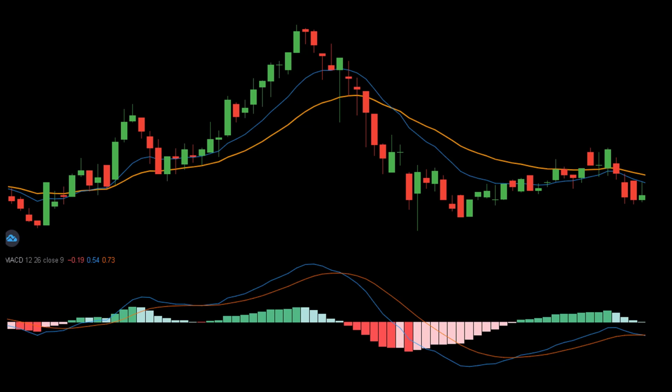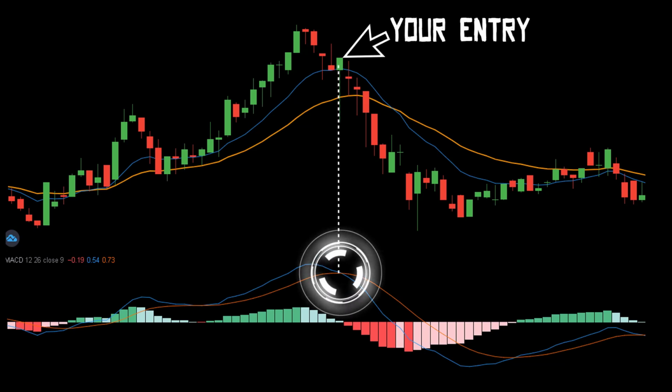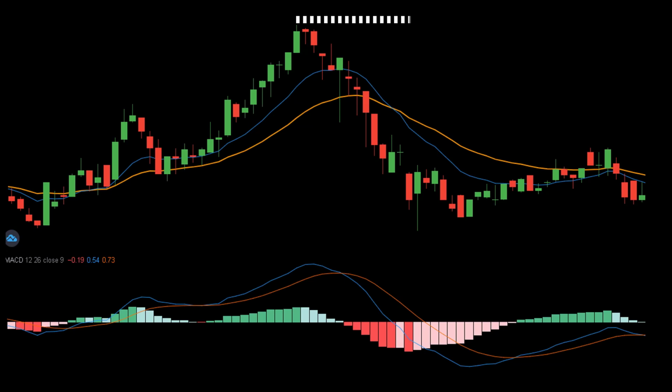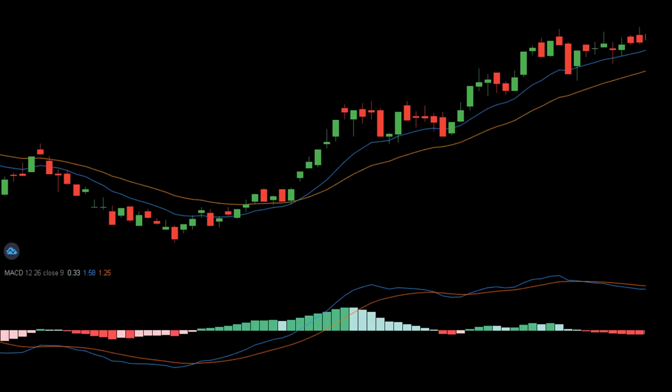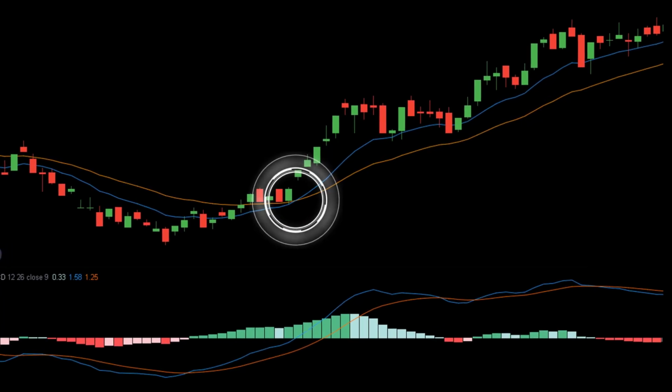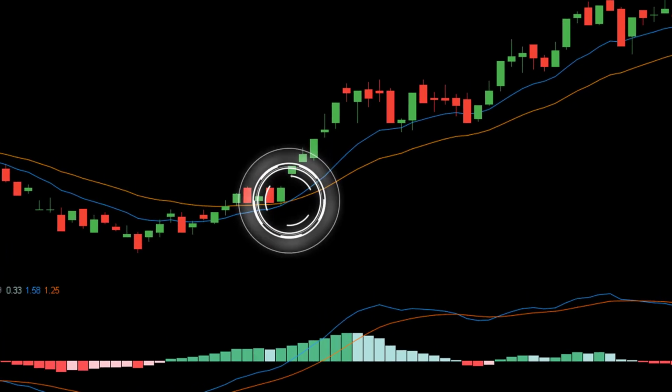Now let's look at the MACD signal for the same setup. With the MACD crossover, your entry would be on this candle, much earlier than the EMA crossover. This gives you a more favorable entry point with a much tighter stop loss, a clear edge in your trade setup.